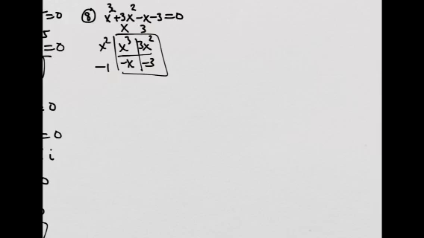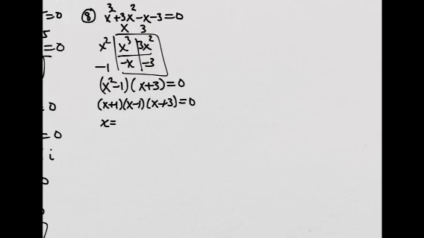So my factors are x squared minus 1 and x plus 3. So from the first one I could factor it further, x plus 1, x minus 1, and then x plus 3 I just copy down. So the zeros or the roots are plus or minus 1 and negative 3. All of them are real.